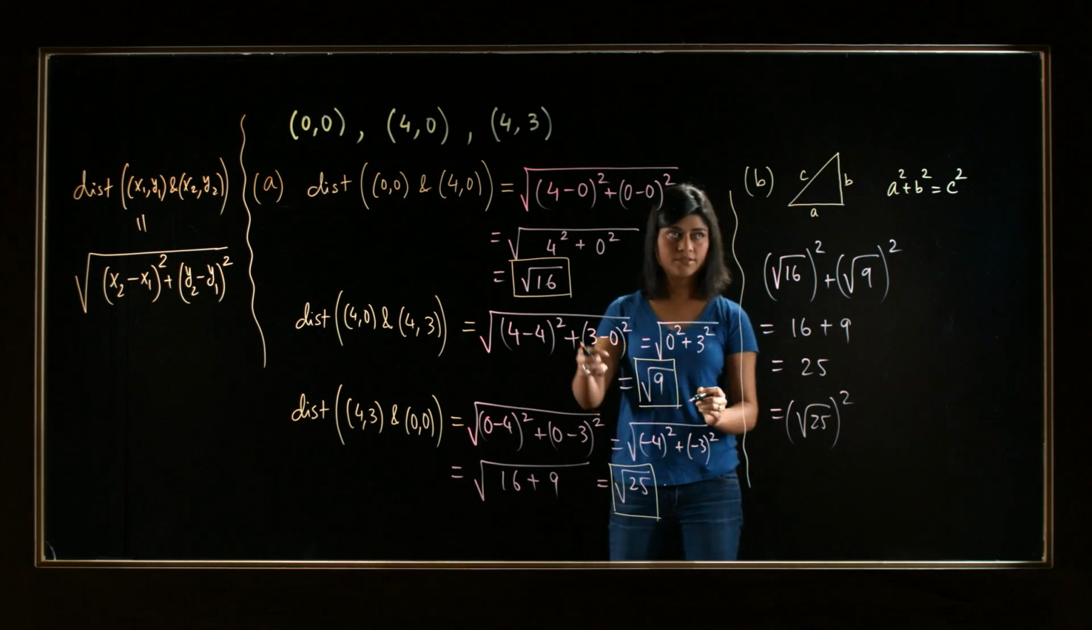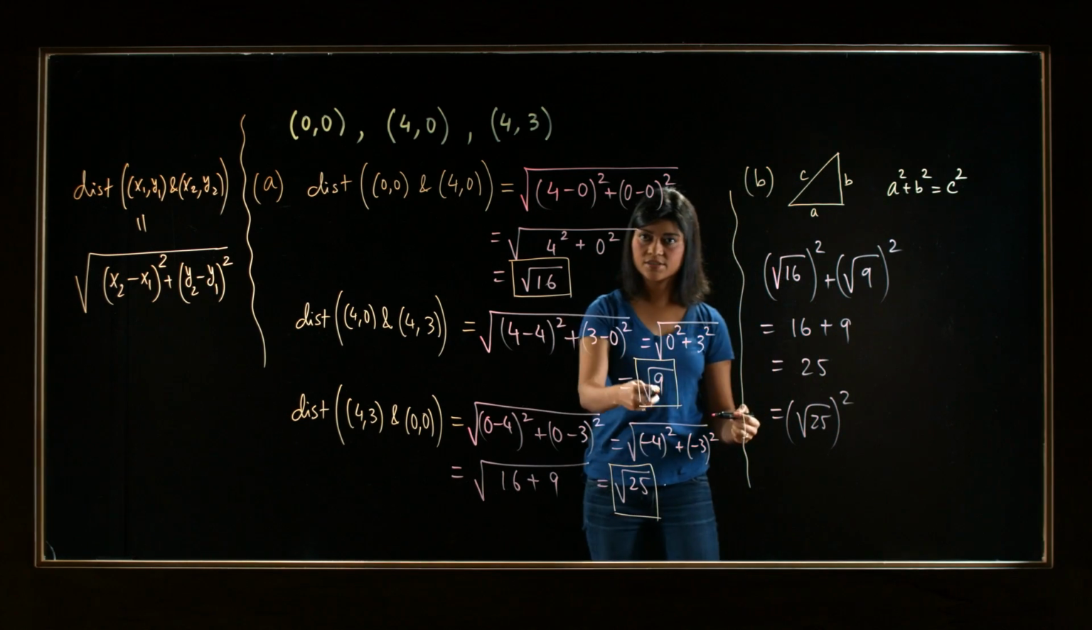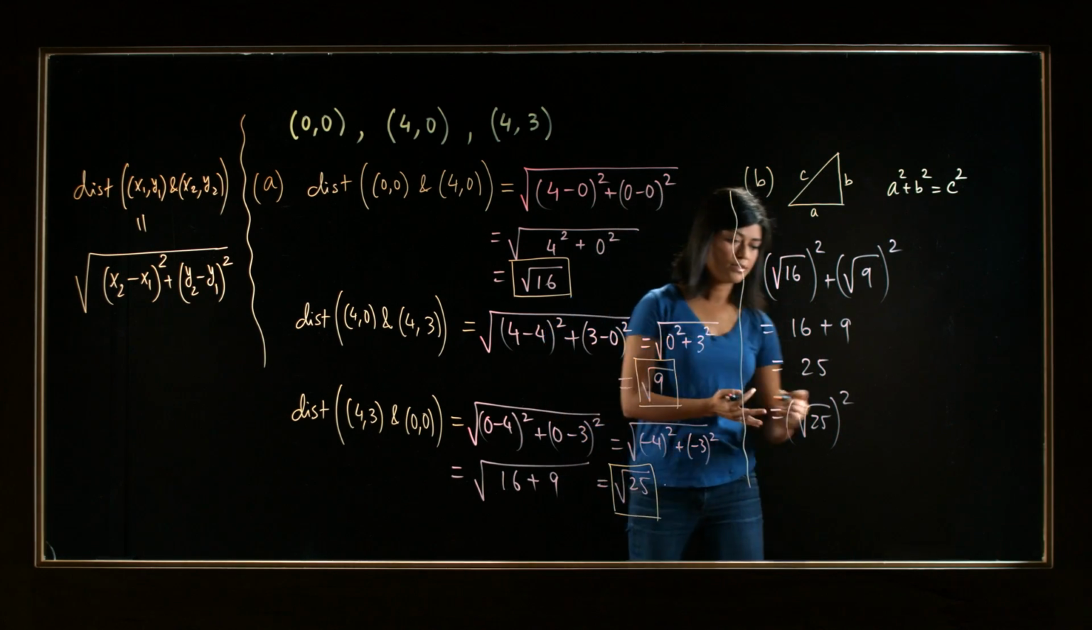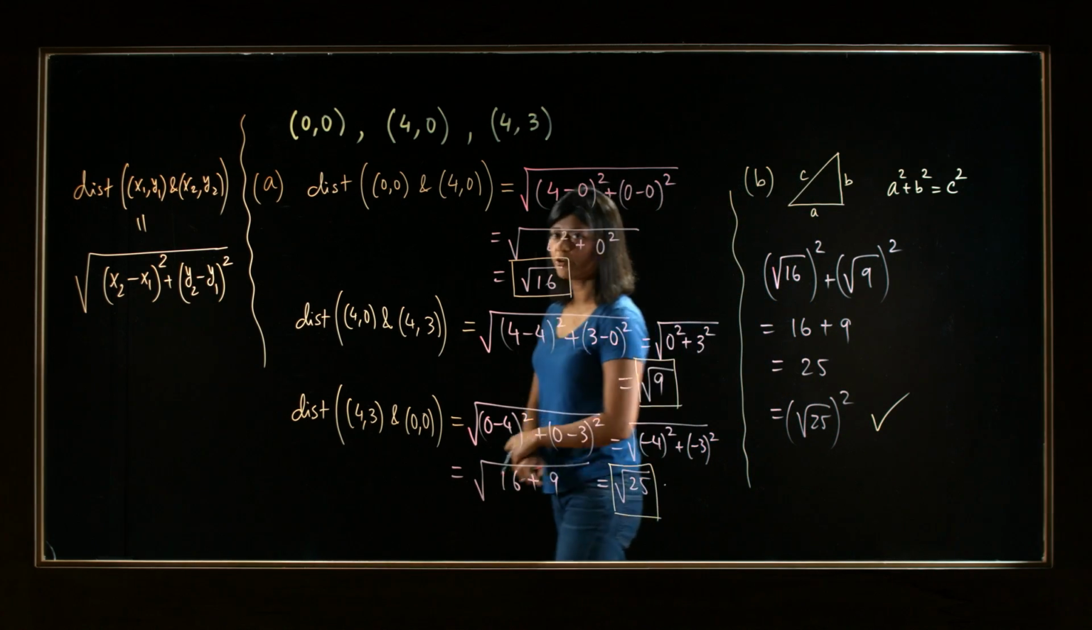So we see that this particular result holds using these three lengths, and hence this checks that this is a right triangle. So that completes the problem.